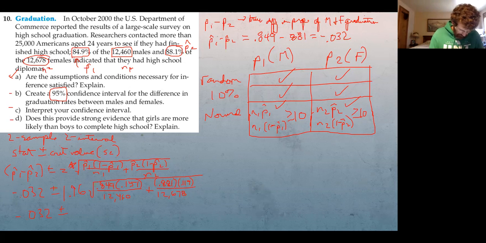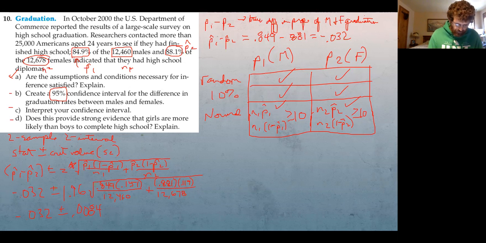And I got 0.0084 for my margin of error. So I'll be almost 1% above and below that. And we had to set it up this way because we're combining the variances of each of our proportions.